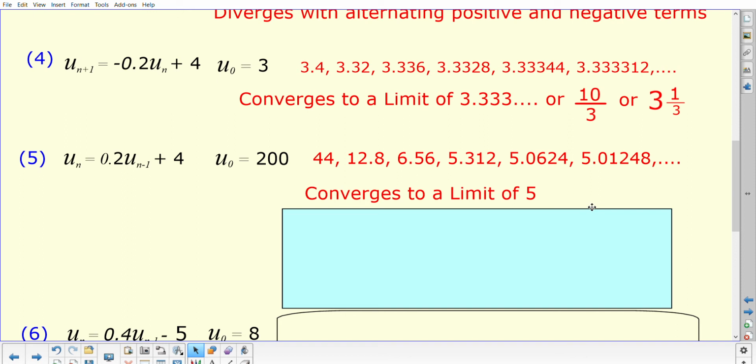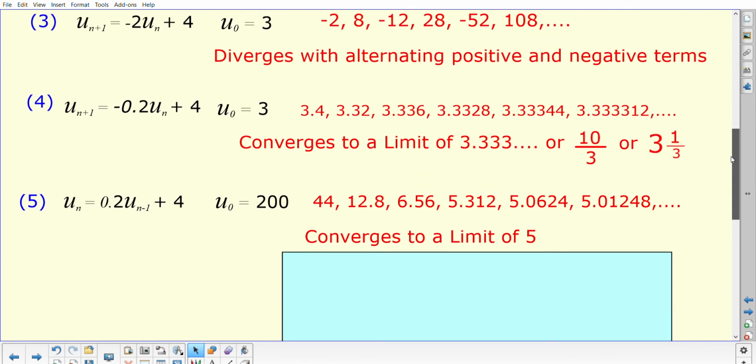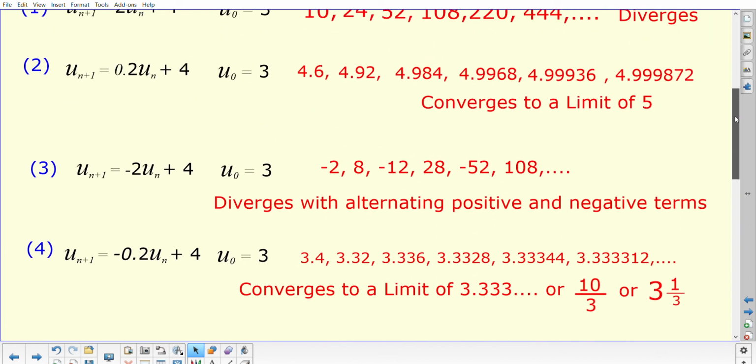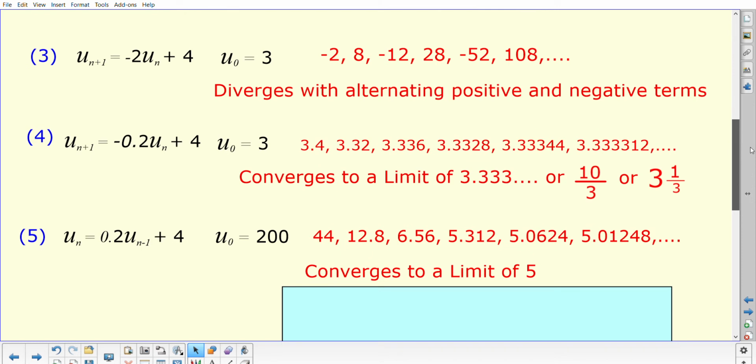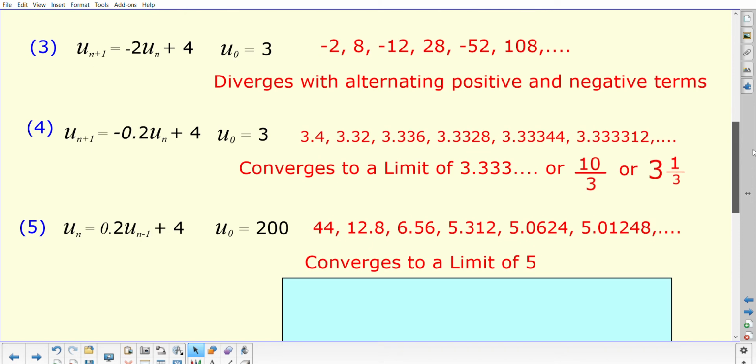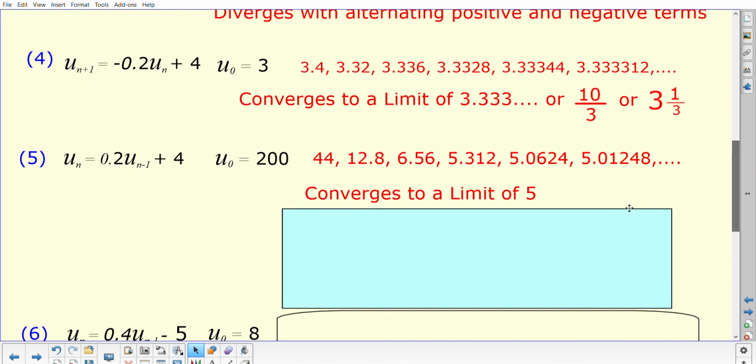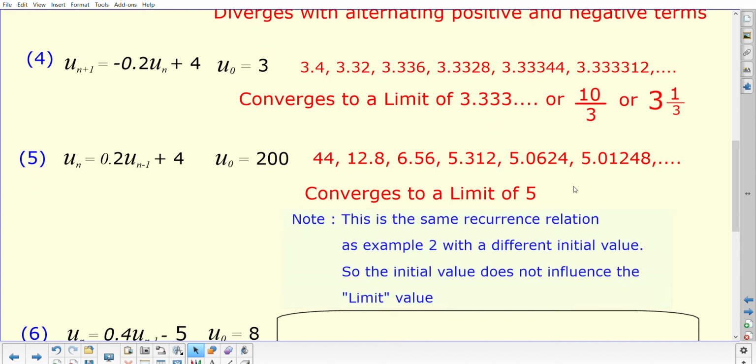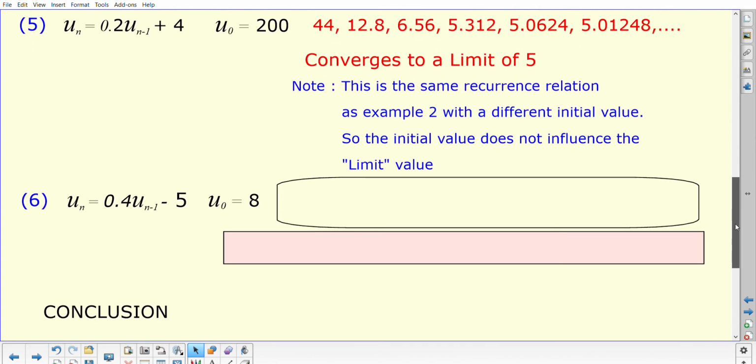This next sequence produces 44, 12.8, so it's gradually coming down, but again, it converges eventually to a limit. So what we should be seeing at this one here was pretty similar. If we look back up, what was different about sequence 5 to sequence 2 was the same recurrence relation, but we had a different starting value. And in this sequence, that didn't make any difference. We still arrived at the same limit value.